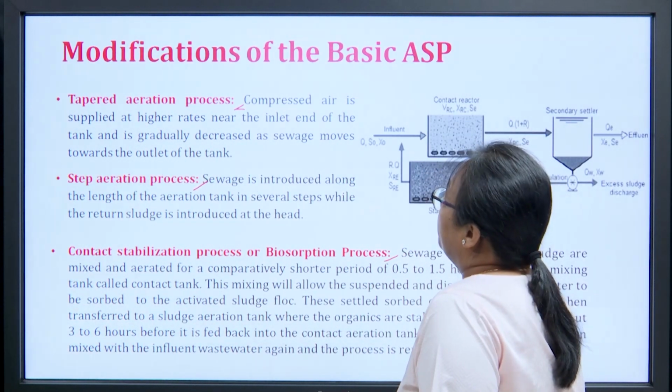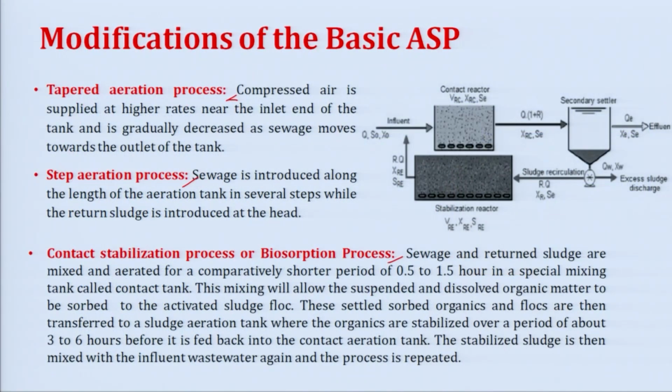So, in the tapered aeration process, let us talk about this first. What is the tapered aeration process? In the tapered aeration process, compressed air is supplied at a higher rate near the inlet of the tank and is gradually decreased as the sewage moves toward the outlet of the tank, right. तो tapered में क्या होता है, आपको ये पास है आपका aeration tank, okay. This is the aeration tank.